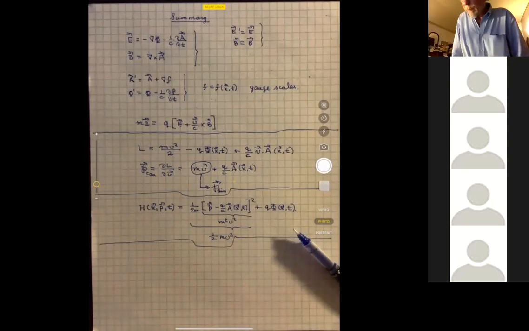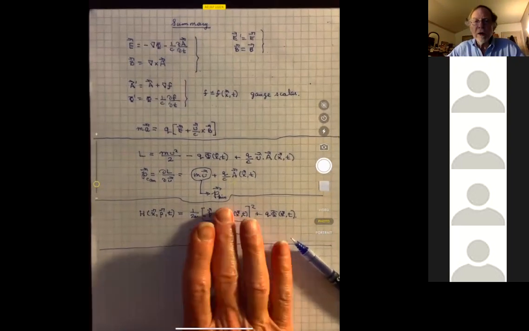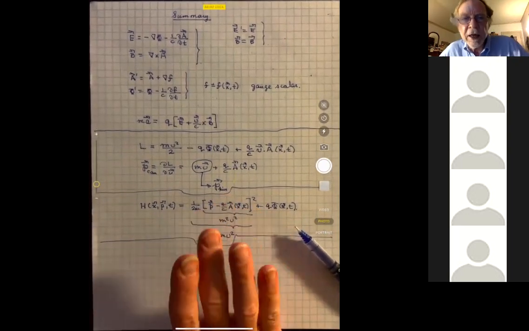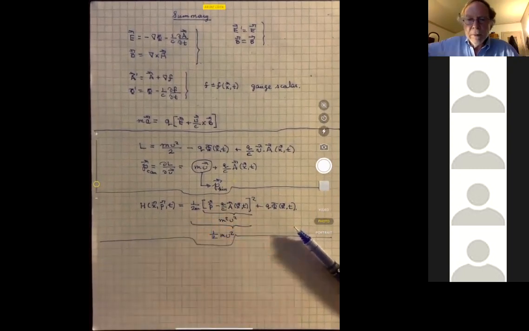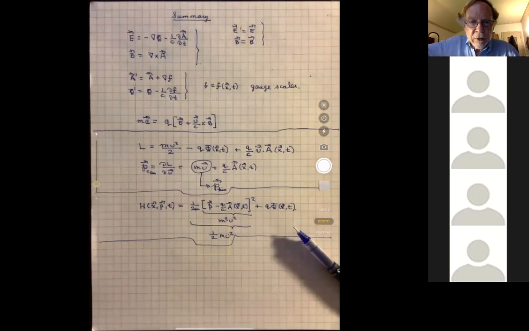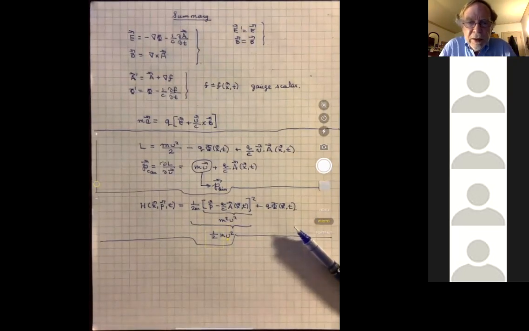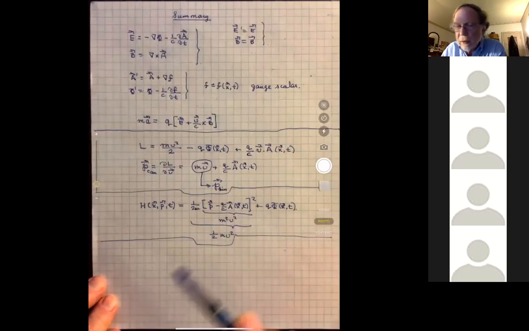So canonical quantization is one of the methods of obtaining at least a guess for a quantum Hamiltonian. Now, the question is, is that guess correct? And the answer is that there's no way to tell without comparing it with experiment. You can use classical mechanics as a guide to guess what the quantum Hamiltonian is, but you're not proving anything by doing that.